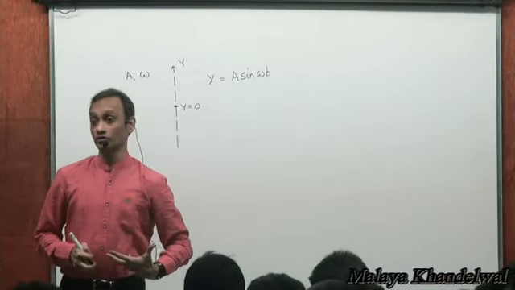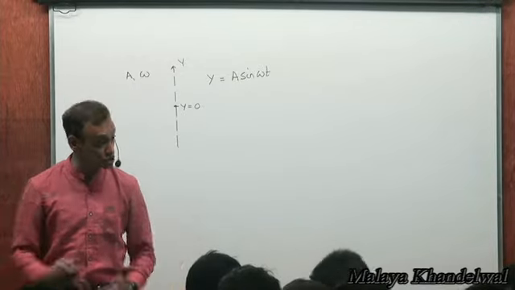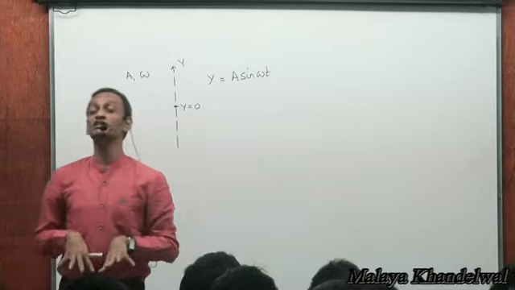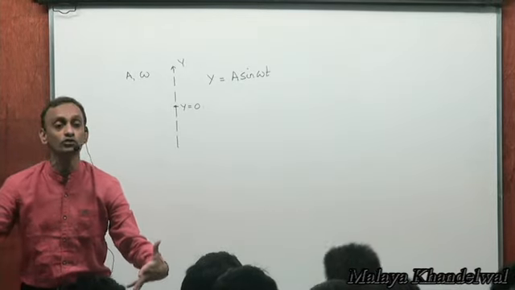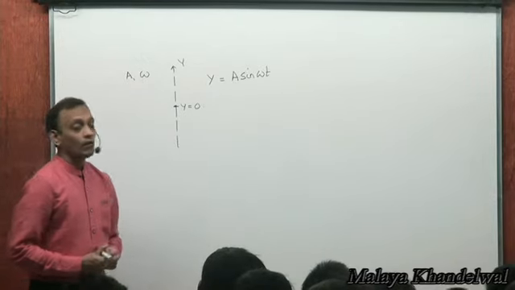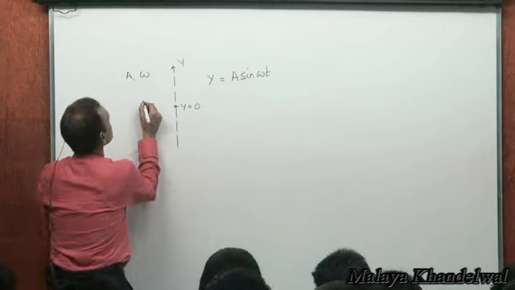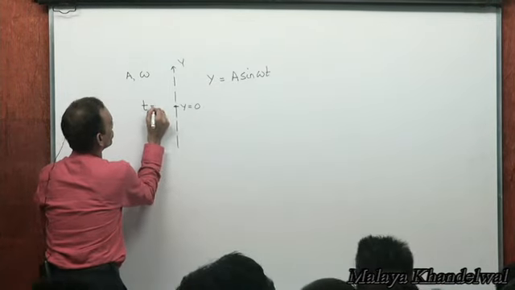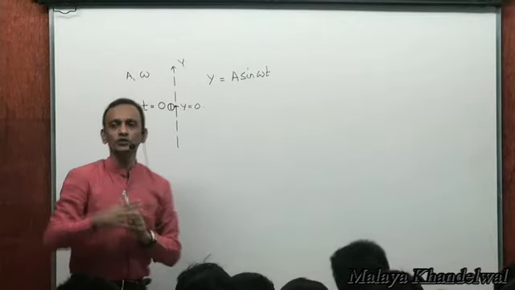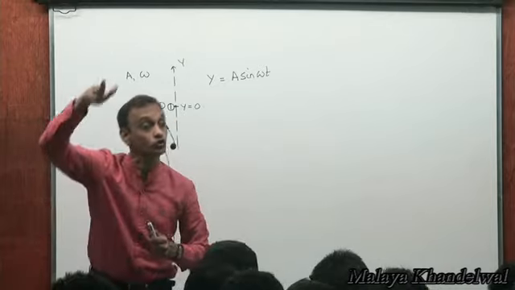A would be about the energy of the particle, the square of the amplitude is proportional to the total energy of oscillation, and omega is the frequency. These are two independent attributes of oscillations. Now, suppose this motion started at t equal to 0. This particle, let me call it particle 1, started to execute simple harmonic motion y equal to A sine omega t at time t equal to 0.